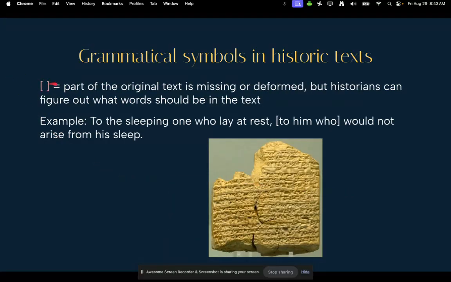Another would be just brackets themselves. So brackets means that there's a part of the original text that is missing or deformed, but historians can figure out what words should be in the text. This again happens a lot with ancient texts, especially when you have these little cracks in the clay tablets. So for example, this one says, to the sleeping one who lay at rest, to him who, so this part right here is chipped away. But historians can figure out actually what words should have been there. So that's why they put them in brackets. Would not arise from his sleep.